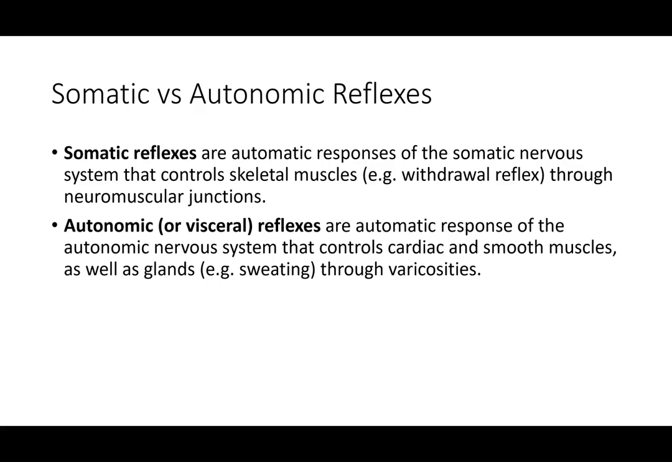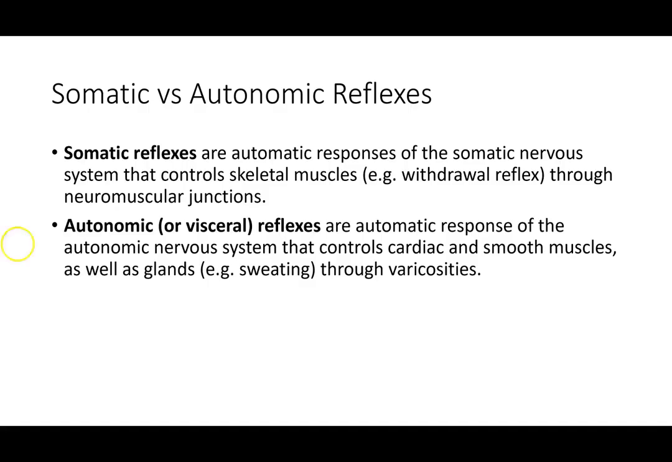Increasing or decreasing heart rate and blood pressure are examples here. Digestive system regulation, even changing pupil size, so that constriction or expansion of the pupil, is also under the autonomic reflex arc.